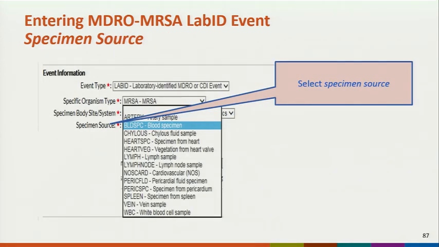And then the next question is the specimen source. What specimen source did it come from? And you can see you have a long list here, so we're going to select blood specimen. The table of instructions for completing an MDRO LabID event does define each of these specimen sources. So in here it's abbreviated, but if you look at those table of instructions, it gives you a more detailed definition for each of the body site systems and the specimen sources.